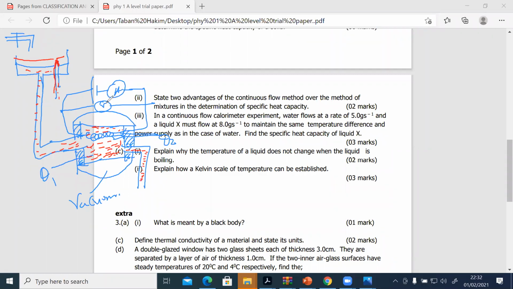And then number 2, make sure that the voltmeter is connected across. In other words, it's connected in parallel with the heater. This is the heater, the heating coil. So the voltmeter is always connected in parallel, and the ammeter is always connected in series. Otherwise, in case you interchange them, then you'll lose the marks.